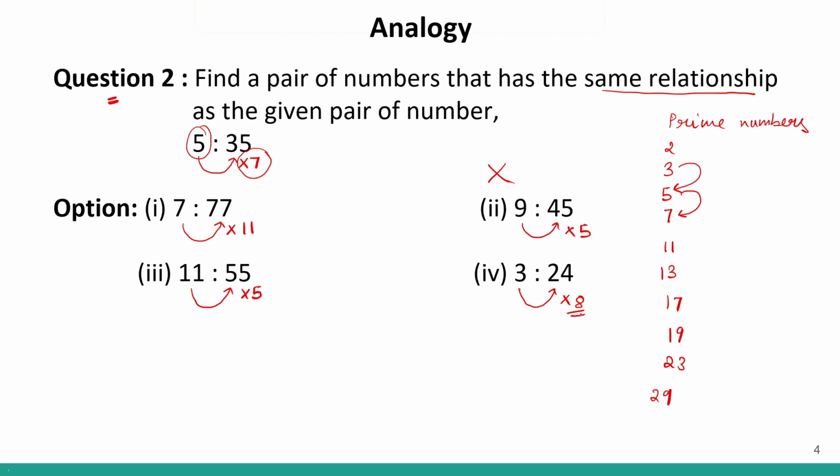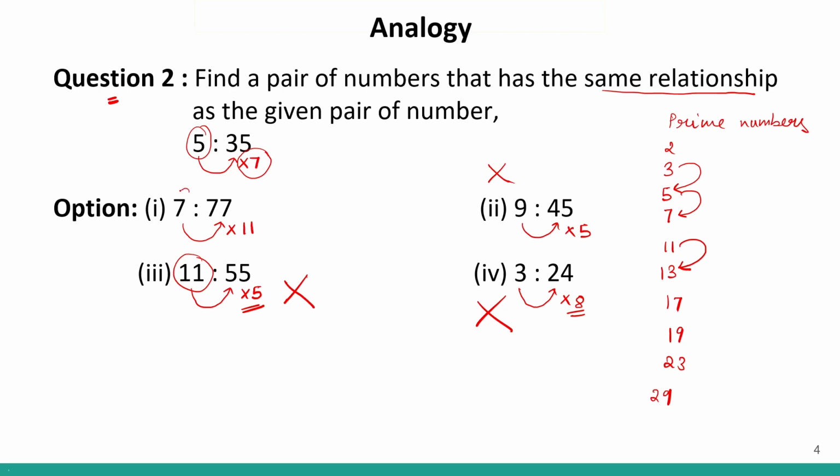But over here we have 8. Correct? After 3 the next prime number should be 5, but we have 8, so this does not follow the same logic. Over here 11 is a prime number. Correct? And the next prime number is 13. So again at this position we should have 13, but we have 5. So this also does not follow that logic.